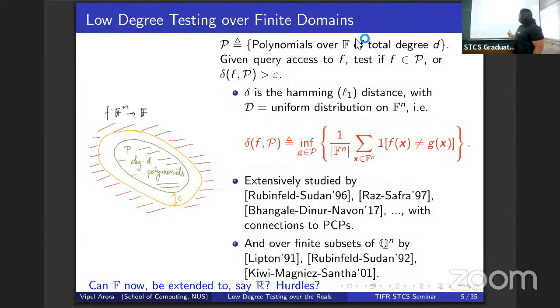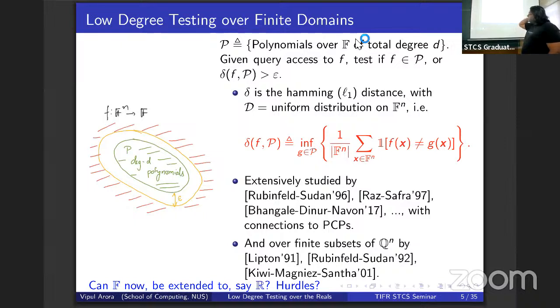Not only over finite domains has it been studied, but also over finite subsets of infinite domains, finite subsets of Q to the n. This problem has been solved in the works of Lipton, Rubinfeld, Sudan, and Kiwi, Magniez, and Santha. So this work of Kiwi, Magniez, and Santha is an excellent survey for studying low degree testing over finite domains.